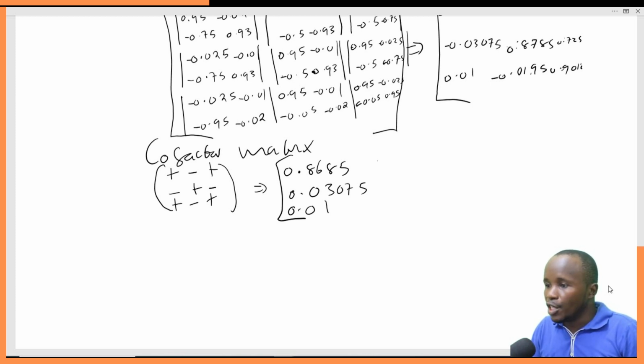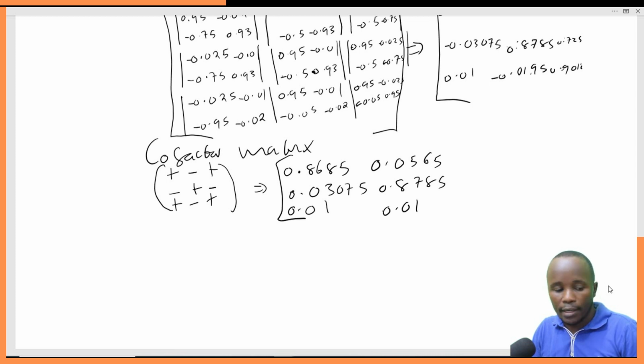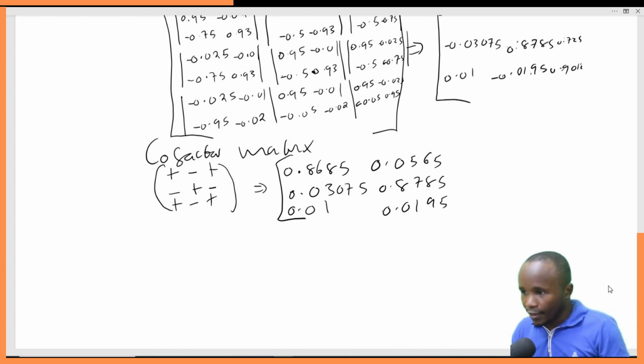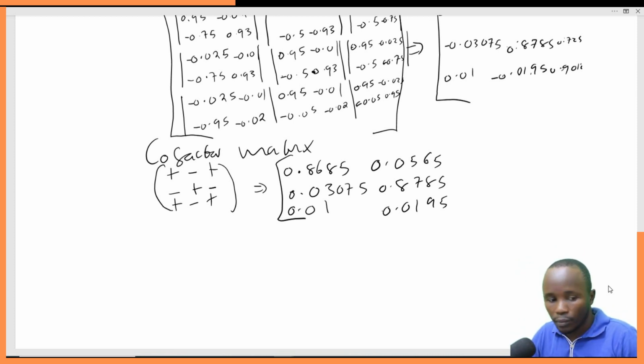We are having, this will be negative, negative, then give me 0.0565. Then positive, positive, this is 0.8785. The sign does not change. But the other one, because it's negative, the sign will change. That is 0.0195. Remember the signs, when you have negative followed by a negative, the sign becomes a positive. Or negative times a negative, the sign becomes a positive.